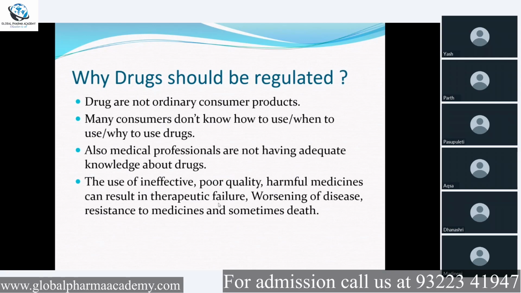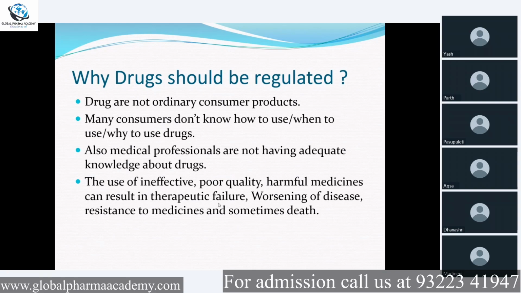Then second, many consumers don't know how to use, when to use, and why to use drugs. With the help of the regulations, most of the patients or users can come to understand how to use the drug, when to use the drug, and why to use it. How can we convince the users? With the help of the patient information leaflet. Most of you have looked at a drug carton. In that, you can see a leaflet.